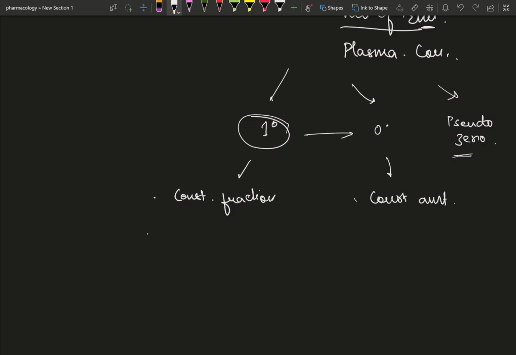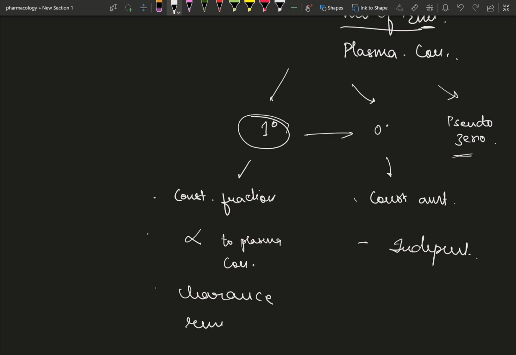Next thing, in first order kinetics, the rate of elimination is proportional to plasma concentration. Whereas in zero order kinetics, it is independent of plasma concentration. So in first order, the clearance remains constant, whereas in zero order, clearance is variable. Let me write it. Clearance is more at low concentration and it is less at high concentration.